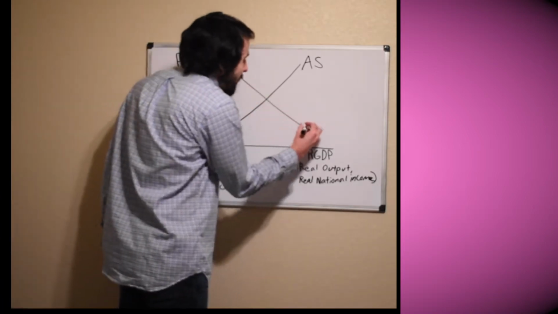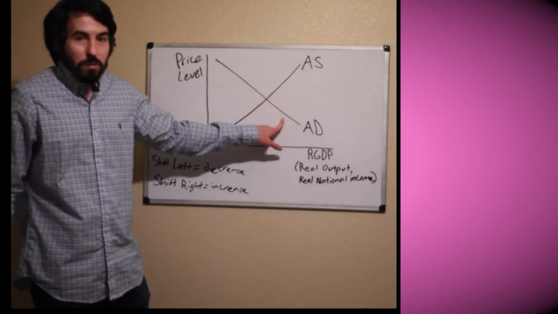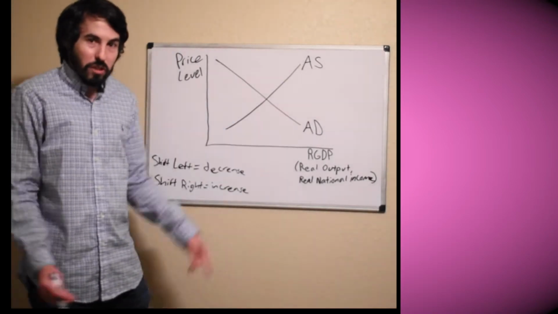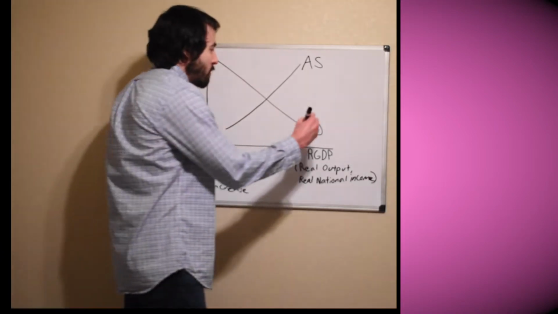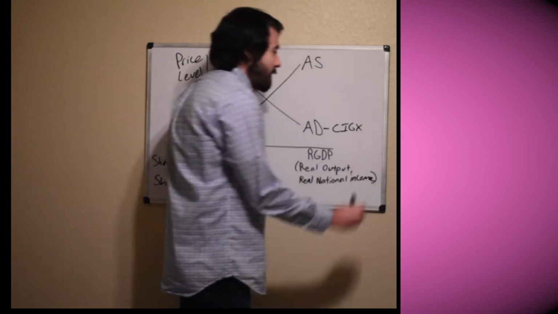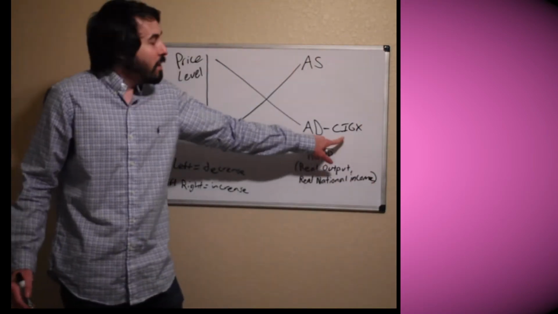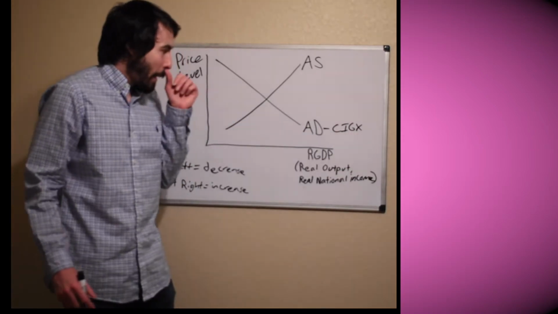As price level decreases, aggregate demand is going to increase, because the lower prices get, the more stuff we want to buy. The higher prices get, the less stuff we want to buy. Pretty simple. Remember, aggregate demand is made up of C, I, G, and X. It's going to be your consumer spending, your investment spending, your government spending, and your net exports.